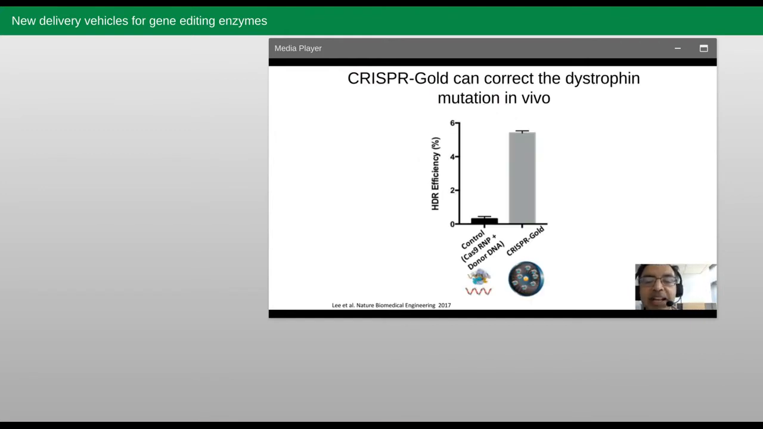So the y-axis here is the HDR efficiency. This refers to the percentage of genomic DNA in the region of the injection where the mutated gene was corrected to the wild type sequence, and the x-axis is the two groups. You can see that in mice treated with CRISPR Gold, in the vicinity of the injection site, 5.4% of their mutated dystrophin was corrected back to the wild type sequence. And in the control, which is just the Cas9 RNP plus donor DNA, it's at baseline level. So 5% is fairly encouraging for a genetic disease like Duchenne's. If you did get 5% in the clinic, the expectation would be that you would see a clinical benefit.